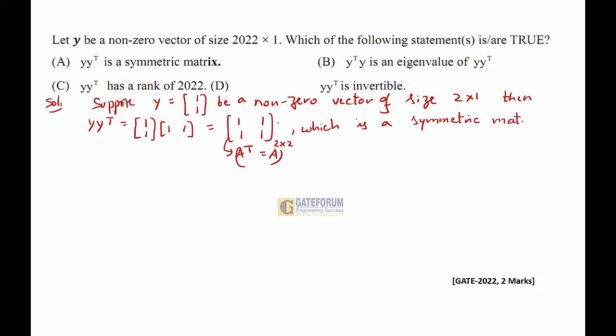And regarding invertible, which means the inverse exists, that is a non-singular matrix only. And the determinant of [1, 1; 1, 1] is equal to 1 minus 1, which is equal to 0. So therefore Y into Y transpose is a singular matrix.